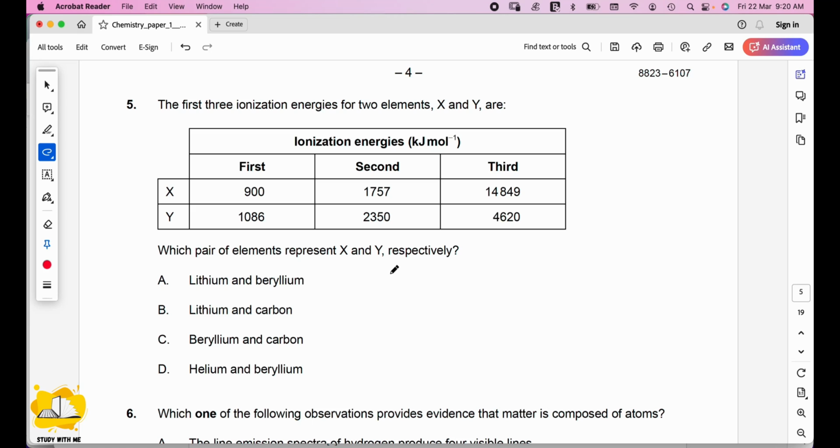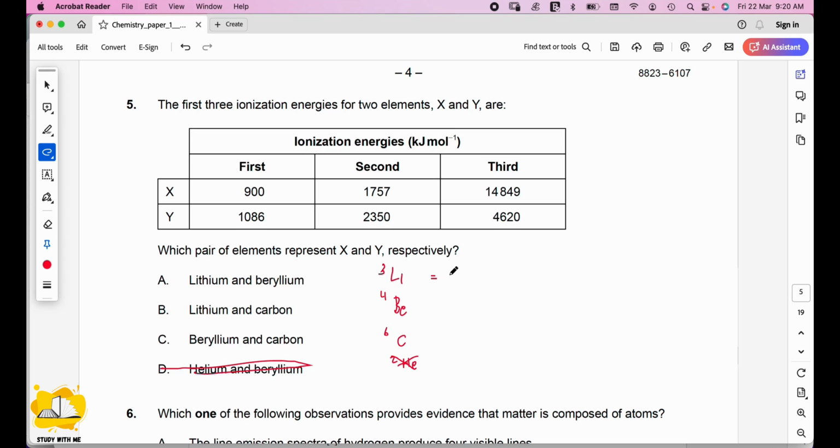So let's see the atomic number of lithium, which is 3, and for beryllium is 4, and for carbon is 6, and for helium is 2. So helium is impossible because helium has only 2 protons. So for D, this is not the case. So we have lithium, beryllium, and carbon.